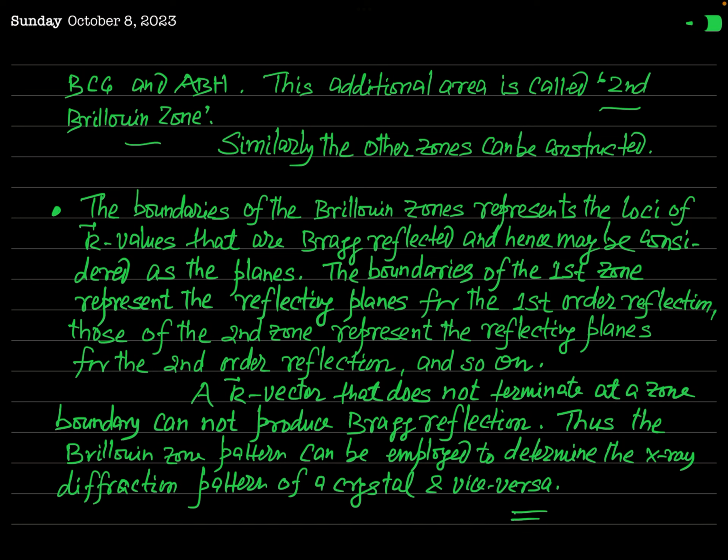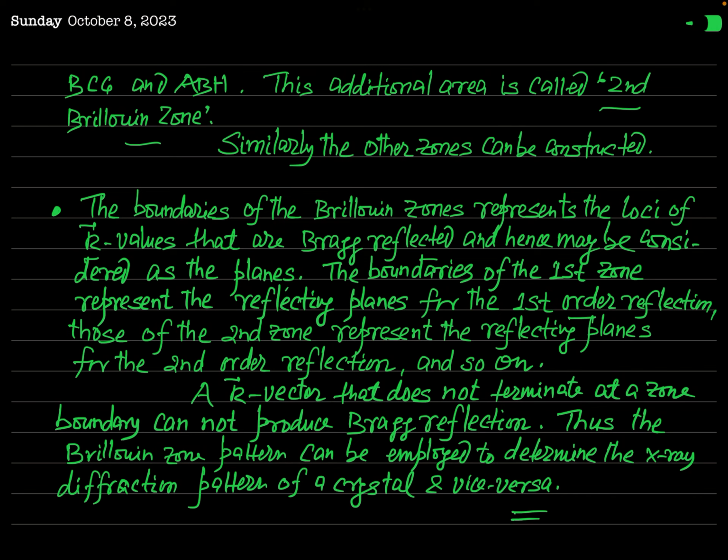And as I have told you, in a similar manner, the other Brillouin zones are constructed. But from the examination point of view, there is no need to construct the third, fourth and so on Brillouin zones. You have to limit yourself only up to the second Brillouin zone. Okay. And as we just discussed in the beginning of this lecture, the boundaries of the Brillouin zones represent the loci of K values that are Bragg reflected and hence may be considered as planes. The boundaries of the first zone represent the reflecting planes for the first order reflection. This is a remarkable fact.